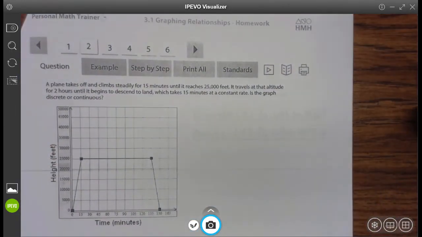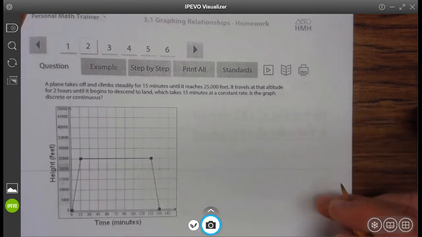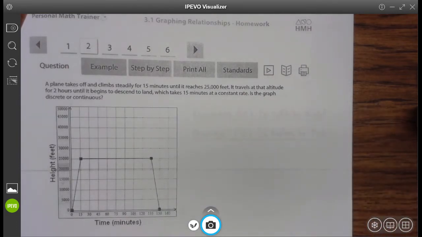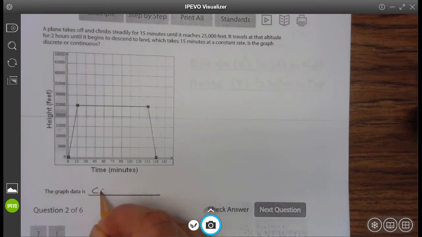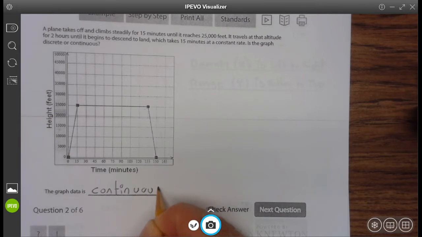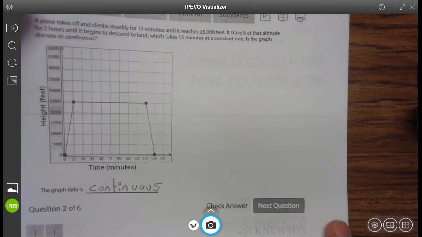All right, example 2. A plane takes off and climbs steadily for 15 minutes until it reaches 25,000 feet. It travels at that altitude for 2 hours until it begins to descend to land, which takes 15 minutes at a constant rate. Is this graph continuous or discrete? This is all connected lines, so this graph is continuous. All right, let's take a look at the next example.